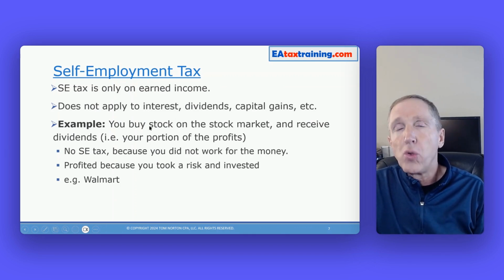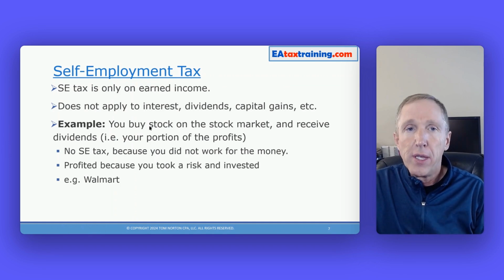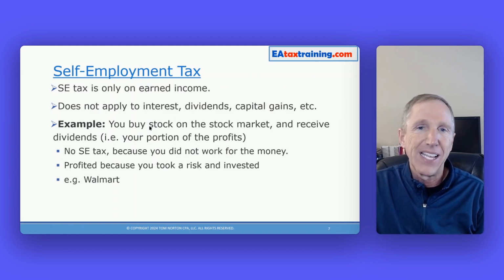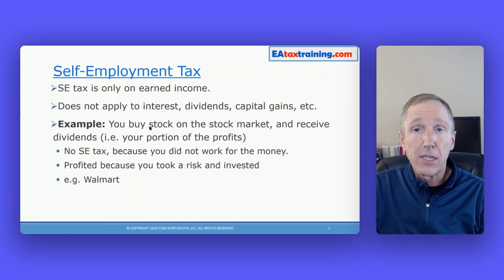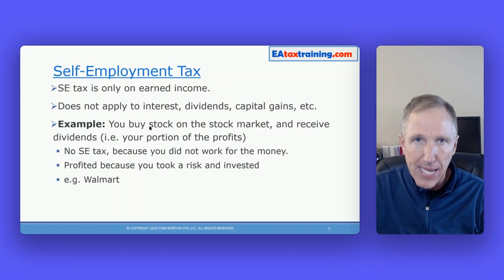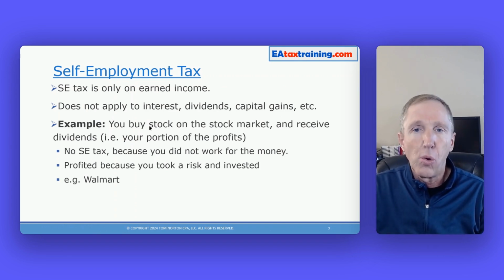Self-employment tax is only due on earned income. It does not apply to investment income or passive type of income like interest, dividends, and capital gains. So, for example, if you buy stock in the stock market and you receive dividends, that's your portion of the profits of the company, there's no self-employment tax on that. You will pay income tax, but not Social Security or Medicare because you didn't work for that money.